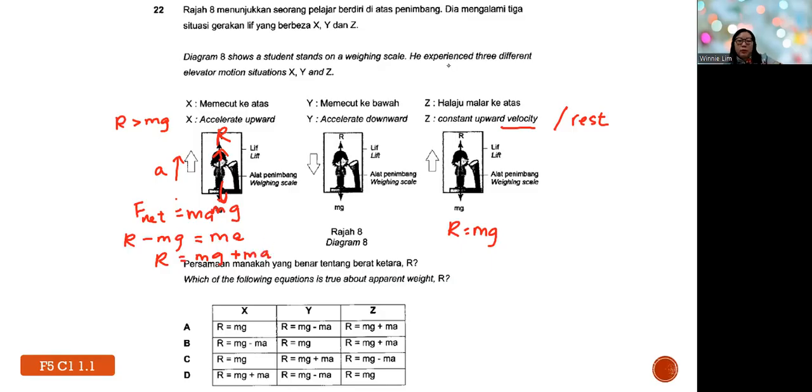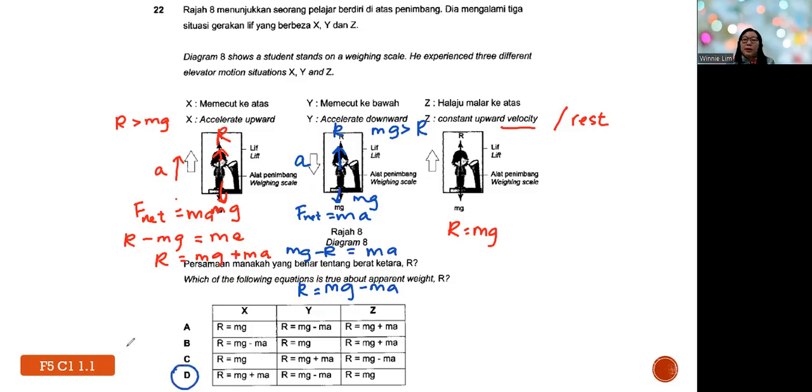Same goes for this one. Now you have R again, upward, no change. Downward is mg, and now your acceleration is downward. So who is greater now? Your mg is greater than R. Then you use the same equation again, F net equals ma. Instead of R minus mg, now you use mg minus R equals ma. And I want R as the subject, so you rearrange and get R equals mg minus ma. So I have formed all 3 equations. The option is D.